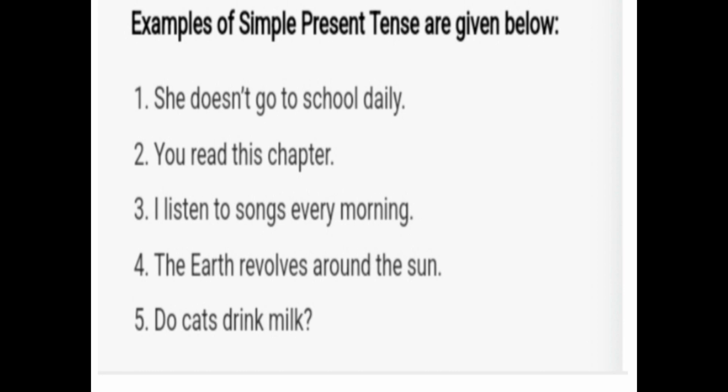I do not listen to songs every morning. Okay. When we convert the fourth sentence, the earth revolves around the sun, into negative, the earth does not revolve around the sun. Okay. And, do cats drink milk? The sentence here is a yes or no question. When we convert this sentence into positive, the sentence becomes: cats drink milk. Okay, so this is how the sentences change.